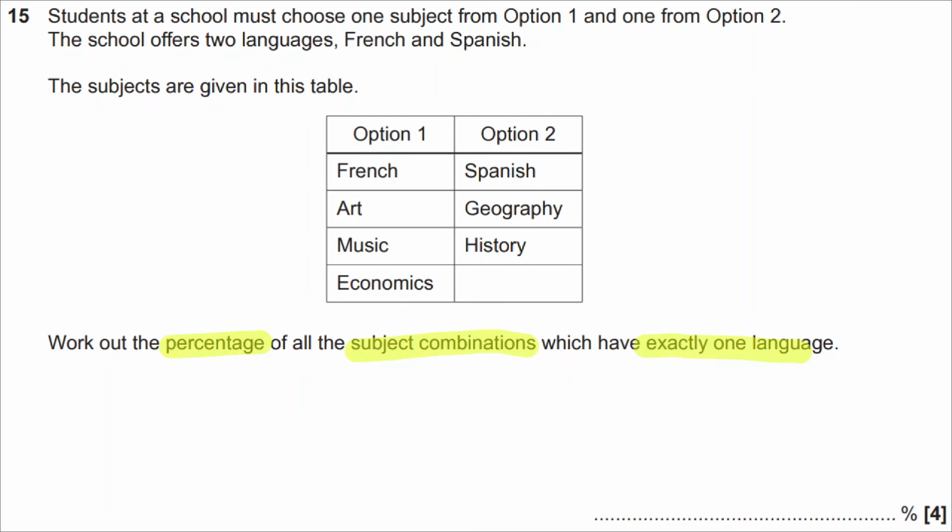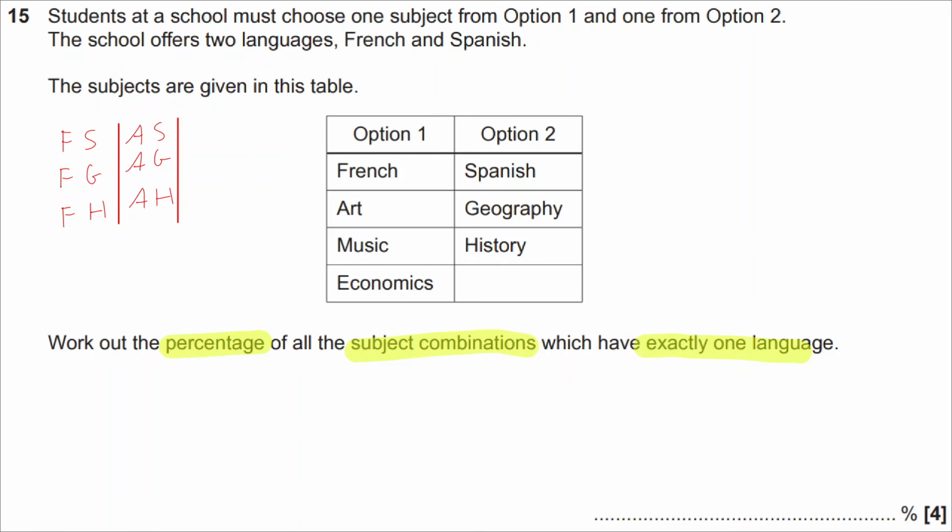So let's make a note of all of these here. You could go French and Spanish, French and geography, and French and history. You could also go and do art and Spanish, art and geography, art and history. Let's make a bit of a dash down here. Keep it all nice and organised. You could also go and do art and Spanish, art and geography, art and history. We're looking at all the combinations here.